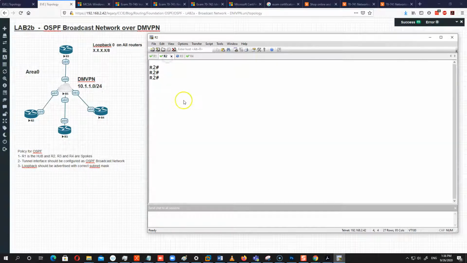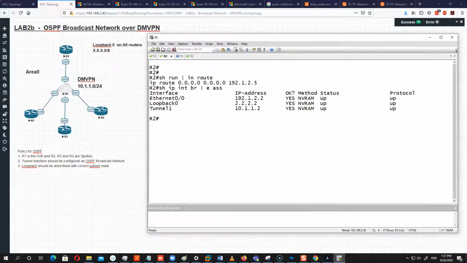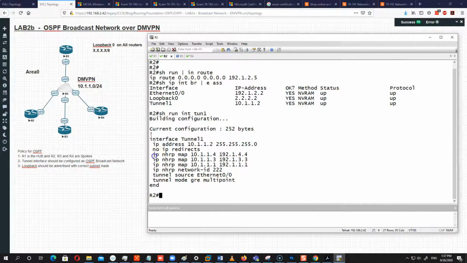So let's go look at what we have done on router 2. If we look at the running configuration, and if I include route, I should have a default route on all the routers, right? All the routers should have a default route. And then if you look at the interfaces, you will see that Ethernet 0/0 is always going towards the ISP, and we have a tunnel 1. If you look at tunnel 1, you see we have a static mapping to all of them. It's not just going to the hub, but it's going to all of them, right? Which should not be the best way.